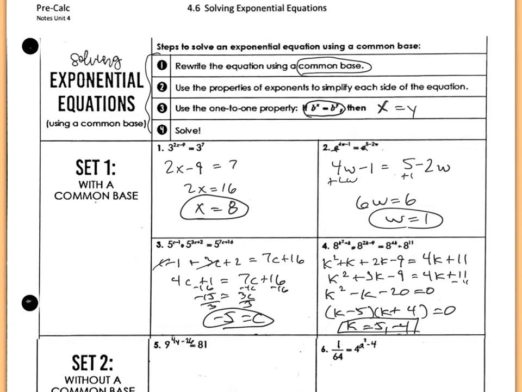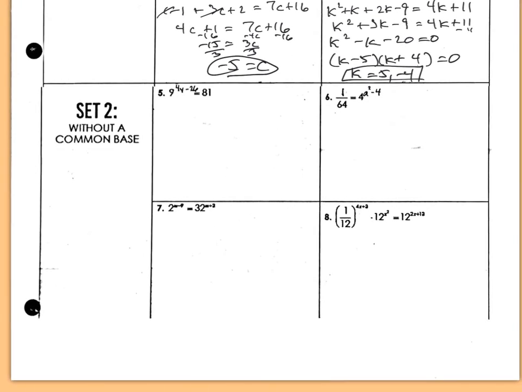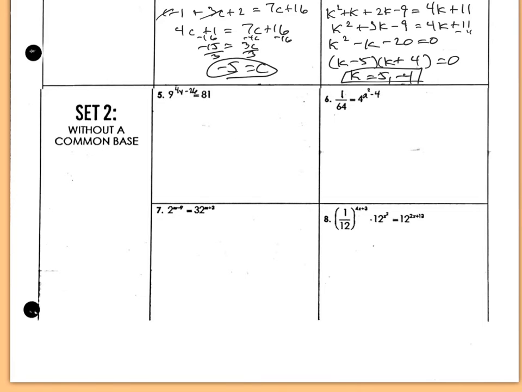The second version is when you might have to do a little work first. So using step 1 now in the directions, you might have to make the bases match first. If the bases don't already match, then just make that happen. We can clearly change the 81 to 9 squared. So now we have 9 to the 4y minus 26 is equal to 9 squared.